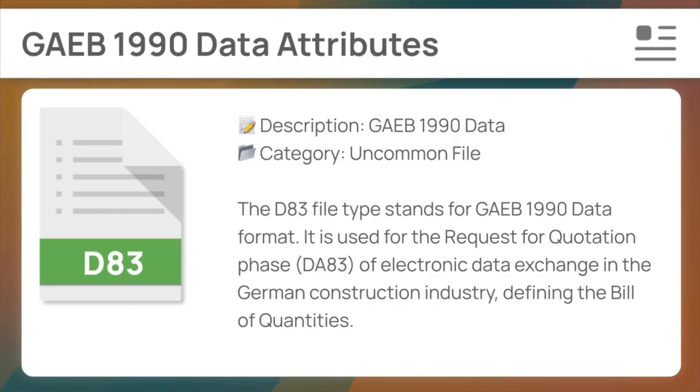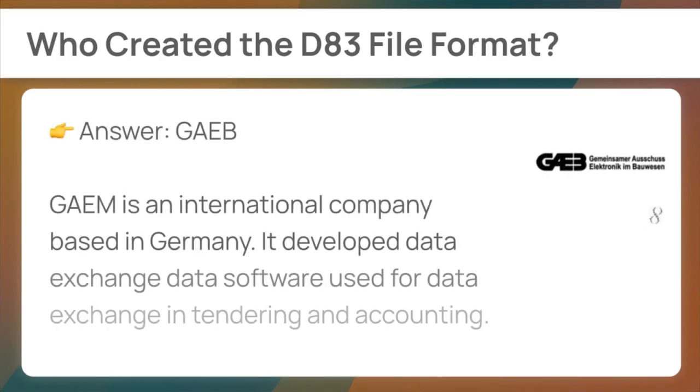It is used for the request for quotation phase, D83, of electronic data exchange in the German construction industry, defining the Bill of Quantities. Created by GAEB, Joint Committee for Electronics and Construction. The design is a proprietary, structured line-oriented text format used for transferring construction project item lists and quantities.